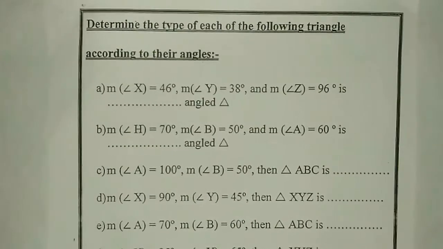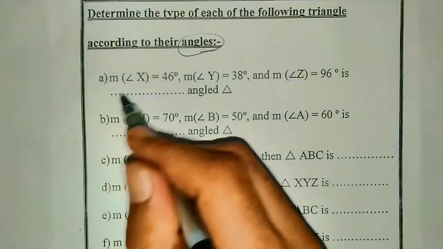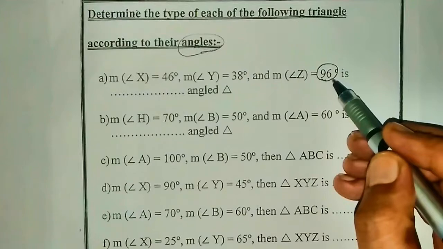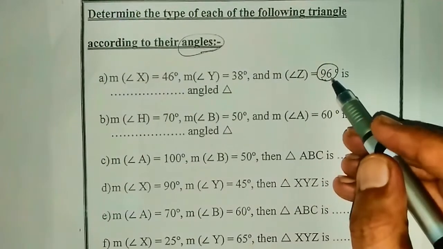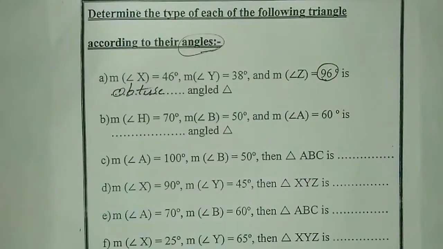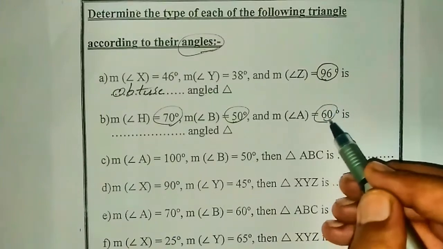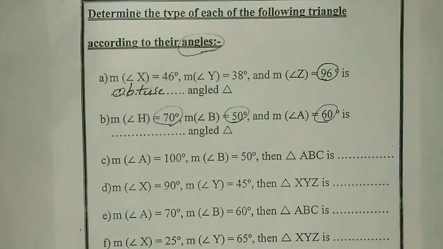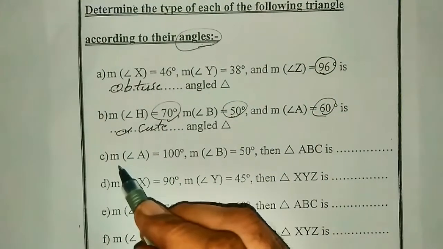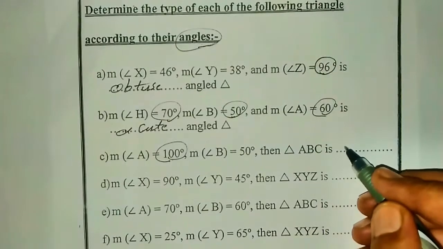First exercise. Determine the type of each of the following triangles according to their angles. First, measure X 46 degrees, measure Y 38, measure Z 96 degrees, so this measure is more than 90. This triangle is called obtuse. Number B, measure of angle H equals 70, angle B 50, angle A 60. Each one of them with measure less than 90, then the triangle is called acute. Number C, measure of angle A 100, so we decide 100 is more than 90, the triangle is obtuse.